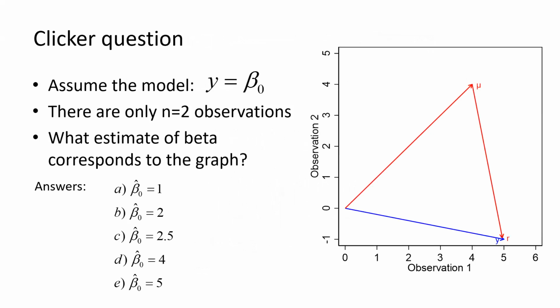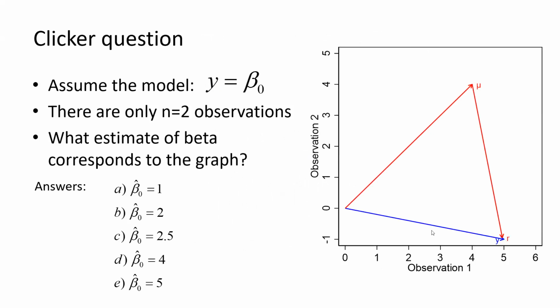This is a different example using the exact same model and the exact same projection, in the sense that we're going from 2 dimensions to 1 dimension. Where are my 2 dimensions? Well, we have 2 observations for y, observation 1 and observation 2. We don't have any x values, just as before, because our model just has the intercept.